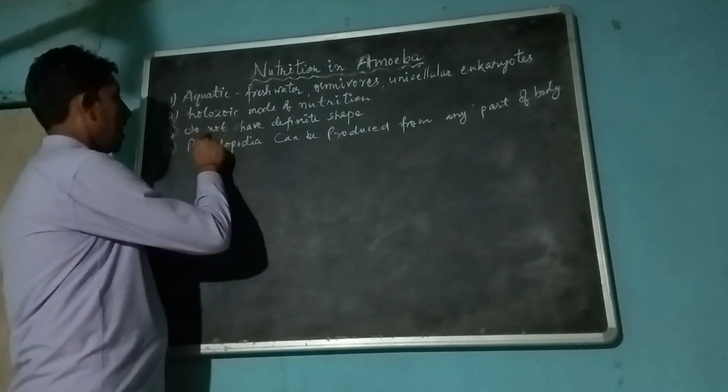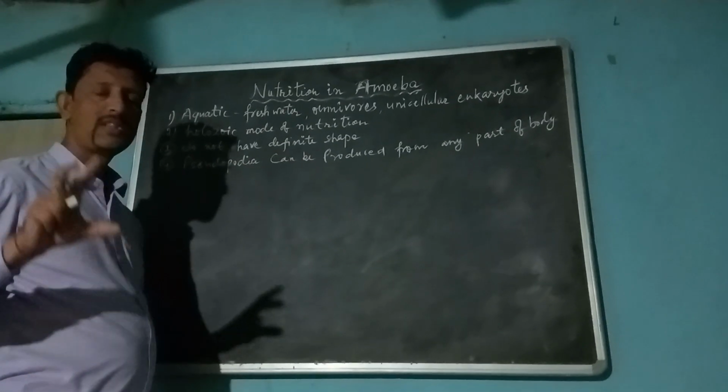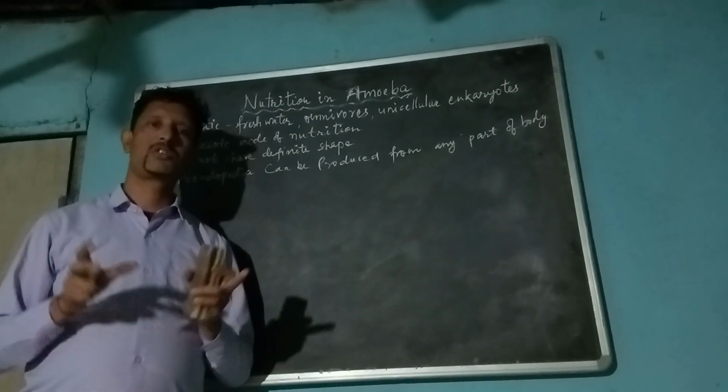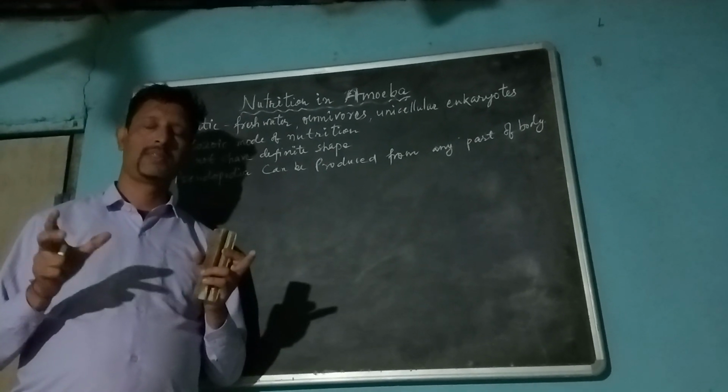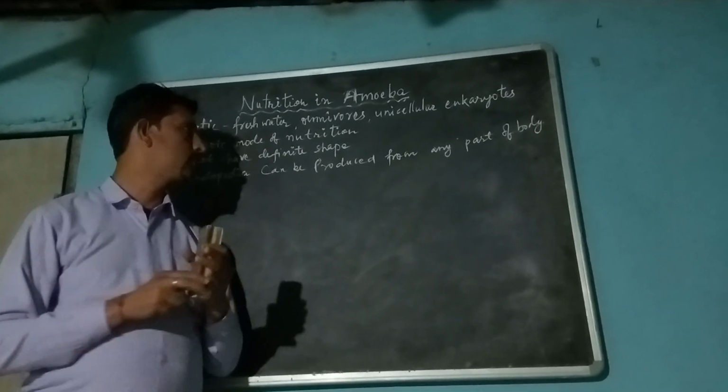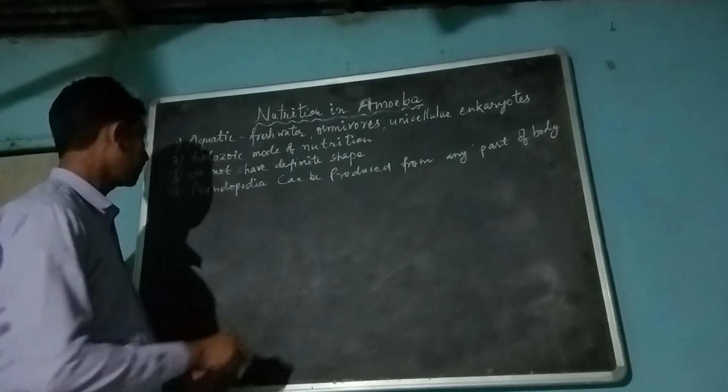Now, amoeba does not have a definite shape. That means it does not have a definite body shape, because its shape is totally dependent upon the flow of water. The flow of water can change the shape of the body of amoeba. Amoeba does not have a definite shape.